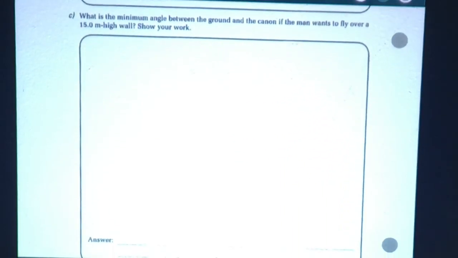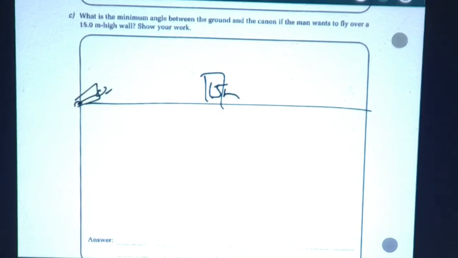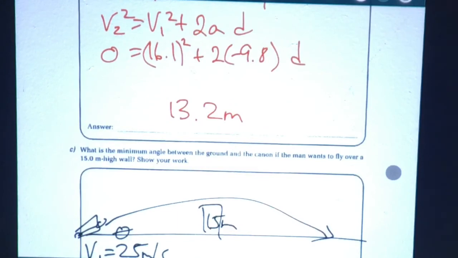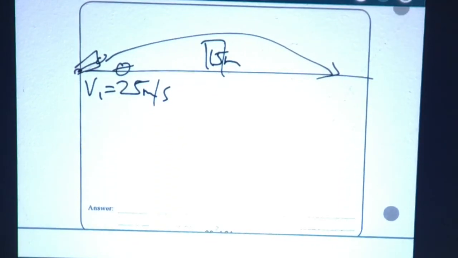All right, so now part C asks, what is the minimum angle between the ground and the cannon if the man wants to fly over a 15-meter wall height? That's slightly different. Now we have a wall in the middle that is 15 meters. The cannon's still here, the person's still here, and now they're doing that. We still know the initial velocity is 25 meters per second, but we don't know the angle at which it is being shot out. If we know the height we want to clear, we can simply use this equation: v2 squared is equal to v1 squared plus 2a delta d.